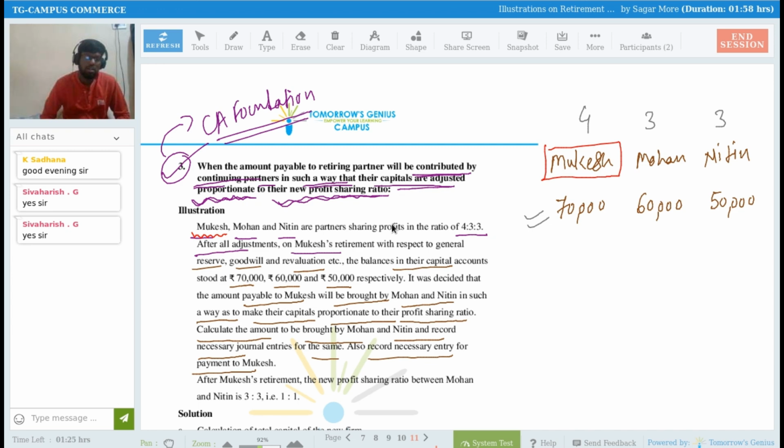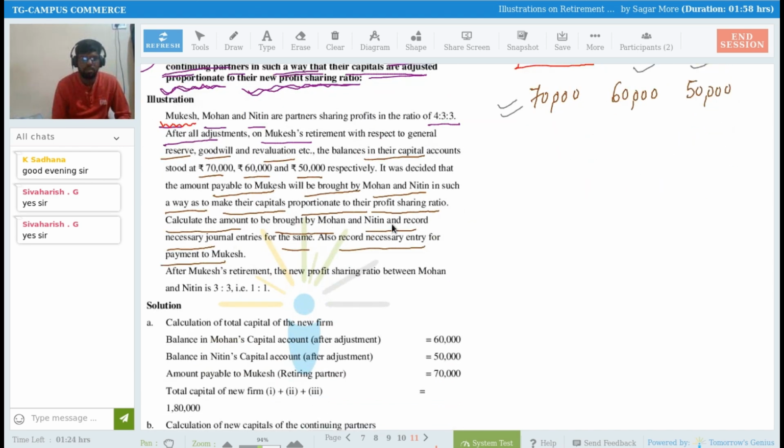And what they are saying is that for making payment to Mukesh, Mohan and Nitin are going to contribute money, and they need to contribute in such a way that after making payment to Mukesh, their closing capital must be in proportion to their new profit sharing ratio. In the question, their new profit sharing ratio is not separately given. So I can say their older profit sharing ratio between themselves is their new profit sharing ratio, that is 3:3, that is 1:1.